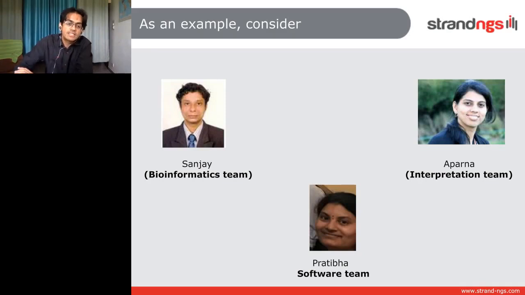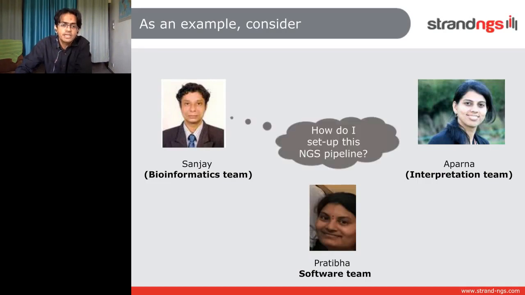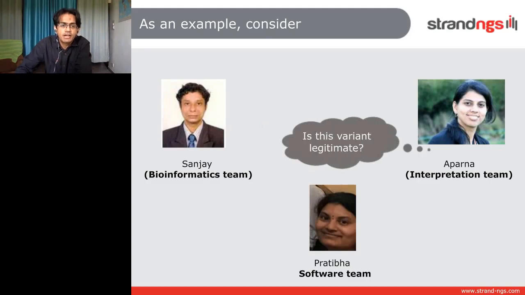So these team members all have to work on different aspects of the particular germline test. For instance, Sanjay might have to ask himself the question, how do I set up this NGS pipeline? Whereas Aparna from the interpretation team is asking a quite different question. She's asking if a certain variant is legitimate.